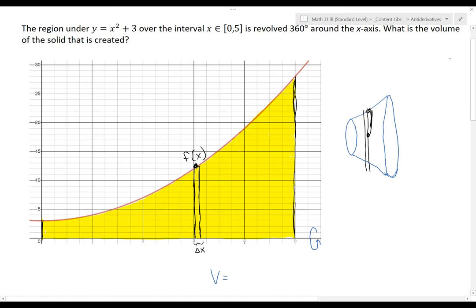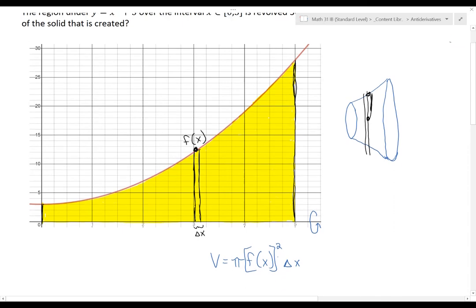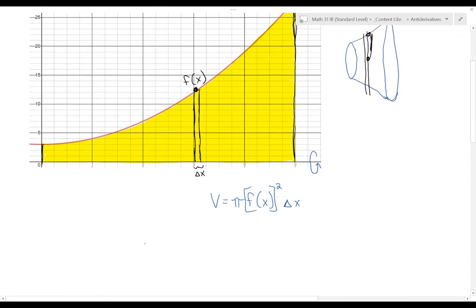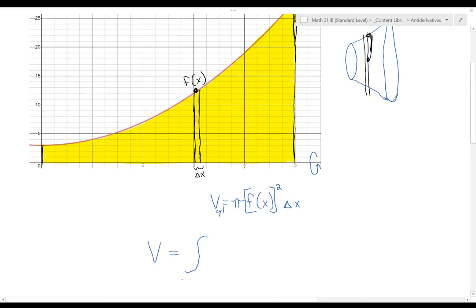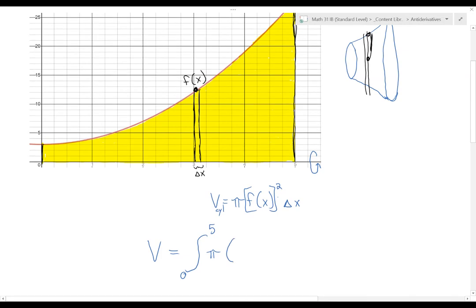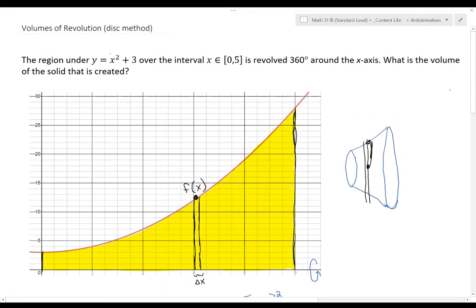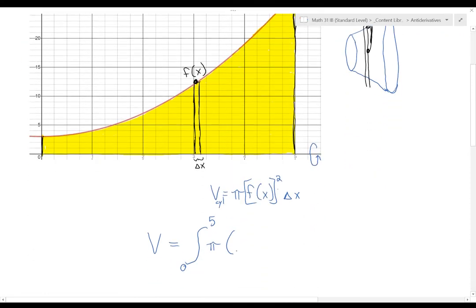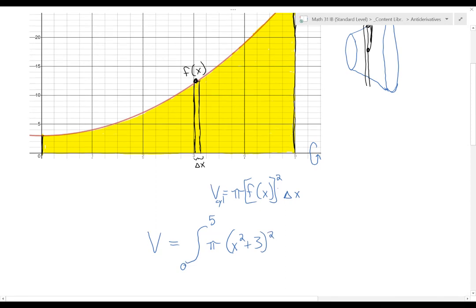So now think of how I would find the volume of the cylinder. The volume of this cylinder is going to be the area of the circle, so pi r squared, but pi r squared is pi times f of x squared, and then times the height of the cylinder, which in this case is the width of the disc. So that's delta x. Since we want infinitely many of these added together and we want them to be infinitesimally thin, the total volume of this shape is going to be an integral. So infinitely many of these things between 0 and 5 of pi times this function, and remember the y value of this function was x squared plus 3. So we have x squared plus 3 squared, because it's a radius, times delta x, but as delta x gets infinitesimally small, that is dx.